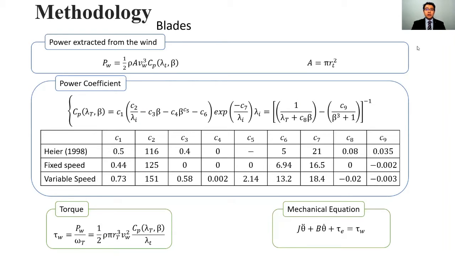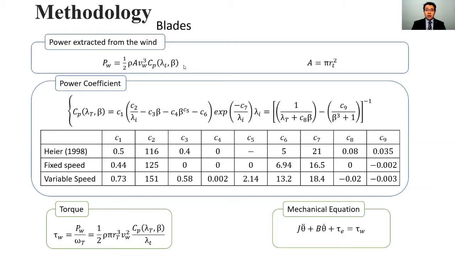The wind power extracted by the blades is given by this equation, where ρ is the air density, A is the area covered by the rotor's blades with radius R_T, v_w is the wind velocity, and C_p is the power coefficient, which was first proposed by Heier in 1998. Its parameters have been changing depending on the technology of the wind turbine.